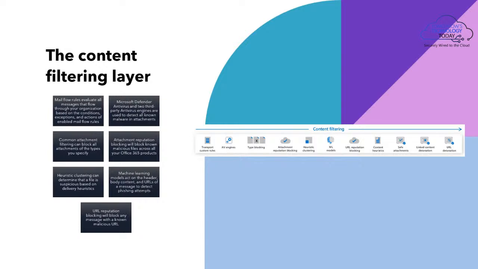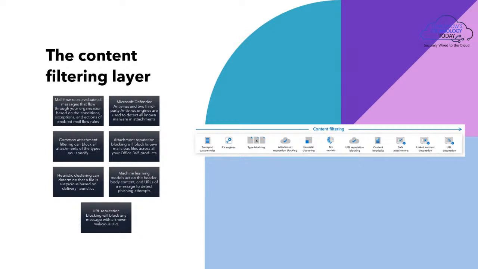Perfect. Thank you. And then the next layer in the protection stack is content filtering. Again, this is kind of where things tend to get stuck. It contains the mail flow rules, and that's going to be what evaluates all messages that flow through your organization based on the conditions, exceptions, and actions of the enabled mail flow rules. And then this is also part of the antivirus, and third-party antivirus engines are used to detect all known malware and attachments. And then there's the common attachment filtering, the reputation blocking, and the different machine learning models.